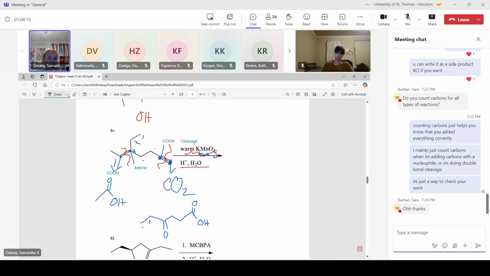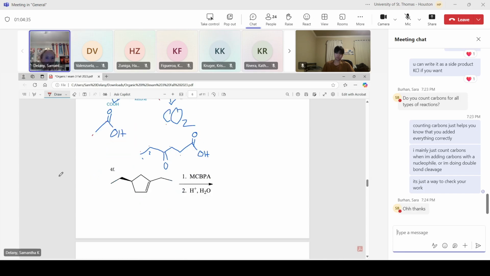Perfect. And just to finish off, I like to count all my carbons just to make sure I got them all. 1, 2, 3, 4, 5, 6, 7, 8, 9. Perfect. We got all 9. We did our cleavage correctly.